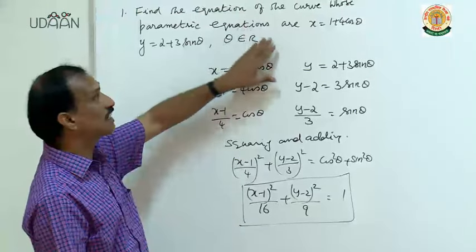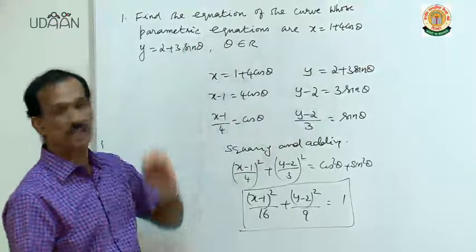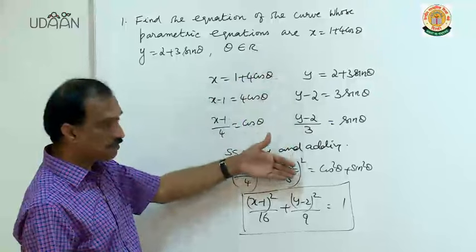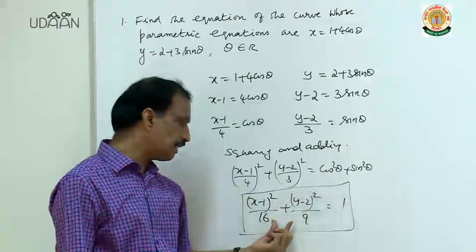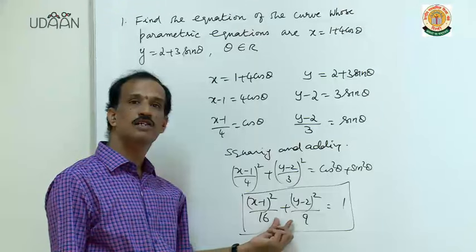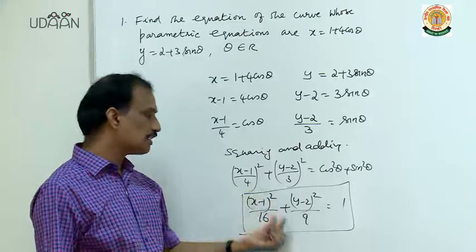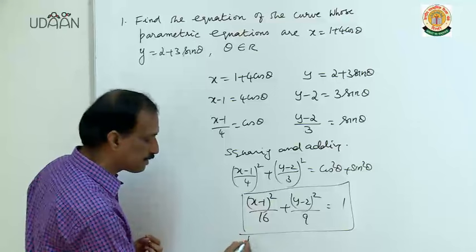So now what is given? A parametric form of the equation. From that we converted, eliminated the theta value, and then we get the Cartesian format of the equation. This represents your ellipse.